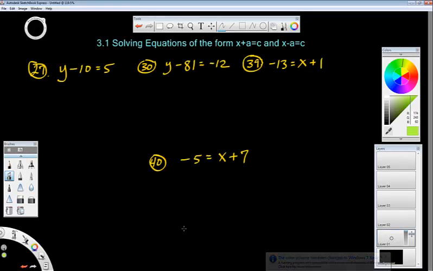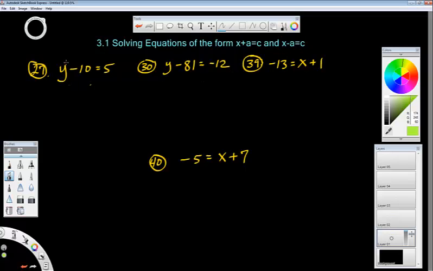Hello, students. This is 3-1, and we're going to solve equations of the form x plus a equals c and x minus a equals c, which looks like what we're looking at here. So let me show you how to do it. This is super important. Do not be a victim of trying to do this in your head, because we're learning proper technique right now. Proper technique. We're trying to get y by itself.